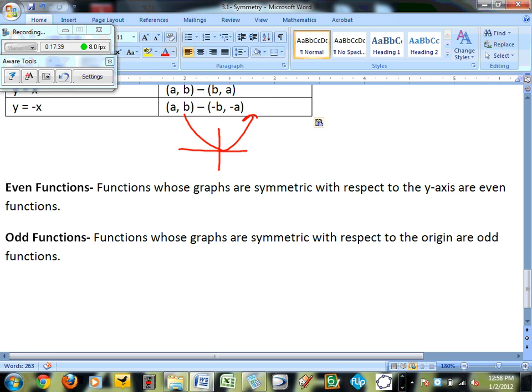So if they ask you if this function is even or odd, you need to find, if it's even, it has to be symmetric with respect to the y-axis. And if it's odd, it has to be symmetric with respect to the origin.